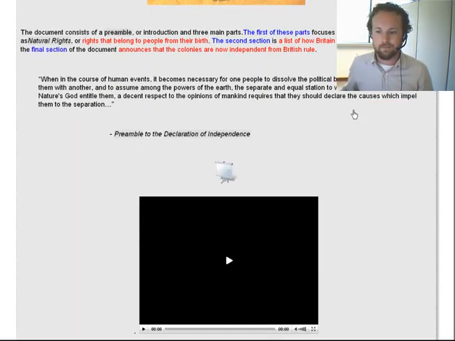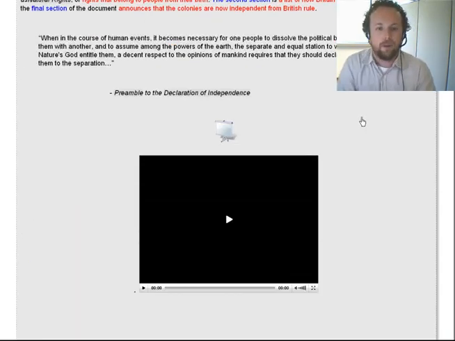And the preamble itself, I think, is just, people don't talk like this anymore. When in the course of human events it becomes necessary for one people to dissolve the political bands which have connected them with another, and to assume among the powers of the earth the separate and equal station to which the laws of nature and of nature's God entitle them, a decent respect to the opinions of mankind requires that they should declare the causes which impel them to separation.